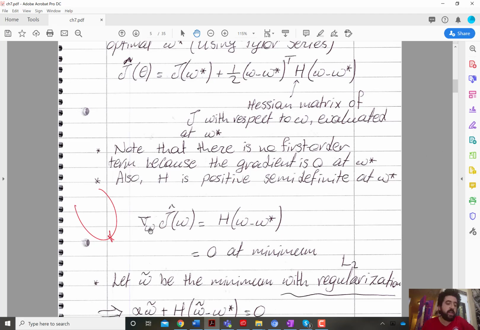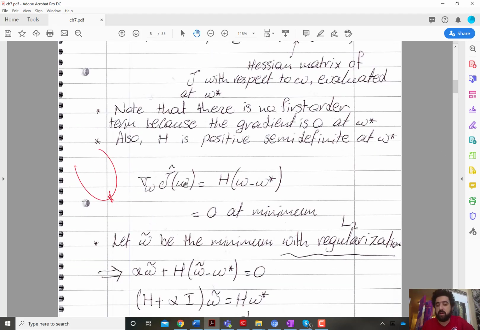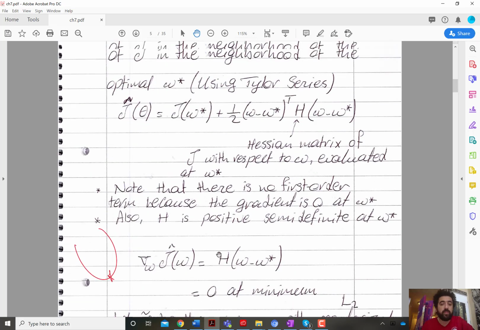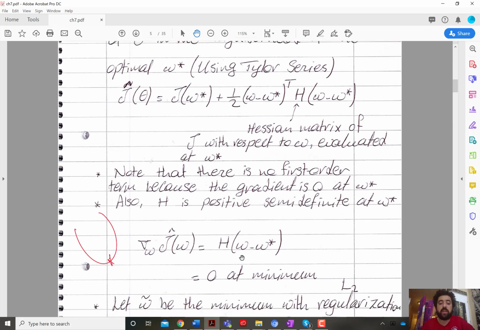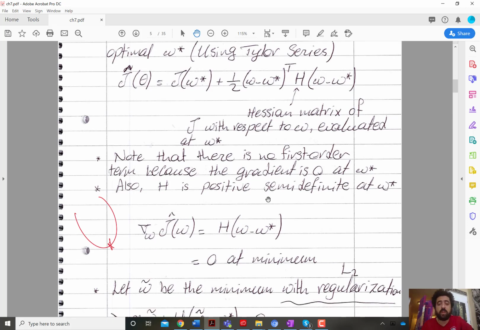So then we want to find the optimum, so we set the gradient equal to 0. The gradient of the unregularized cost, since I didn't add the regularization factor yet, is H times (omega minus omega star), right? Because this is quadratic in omega, the gradient is given by 2 times one half times (omega minus omega star) times H, which is a constant in this case, because H is evaluated at omega star, so it's not a function of omega anymore.